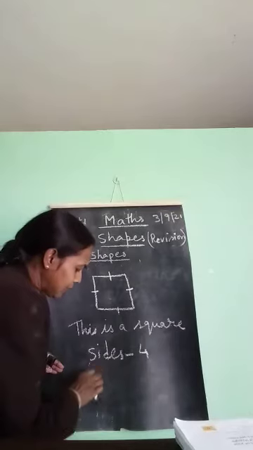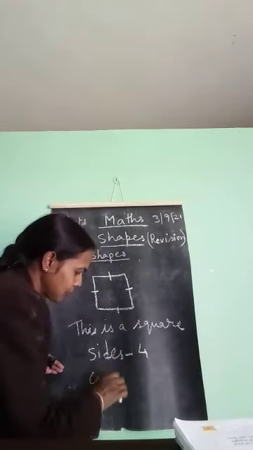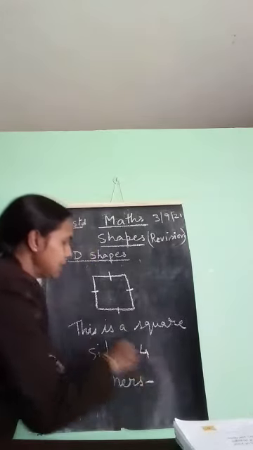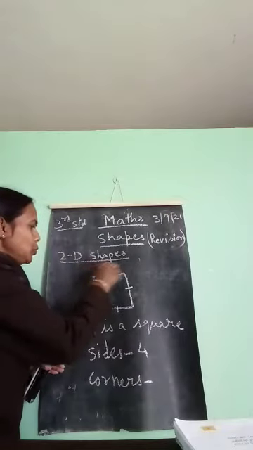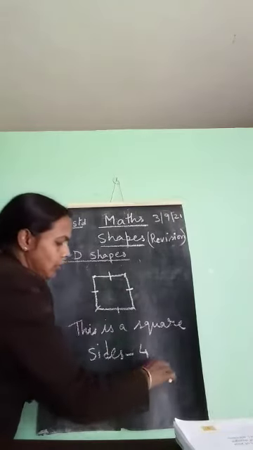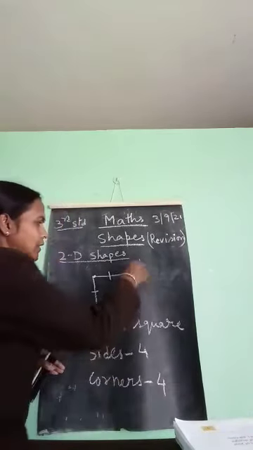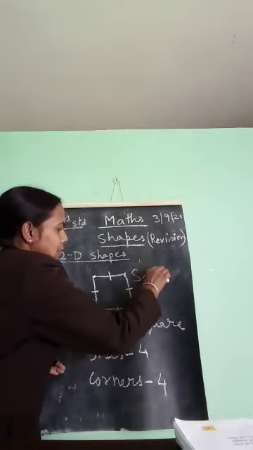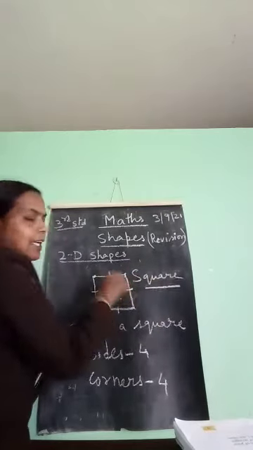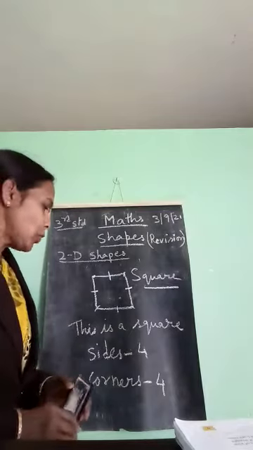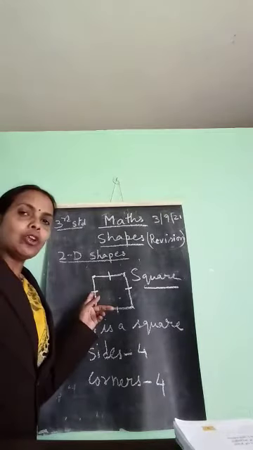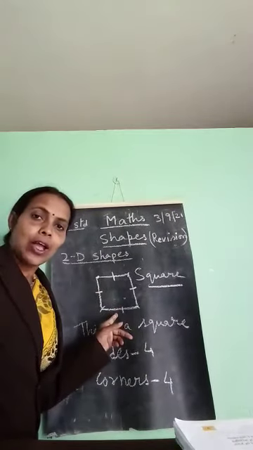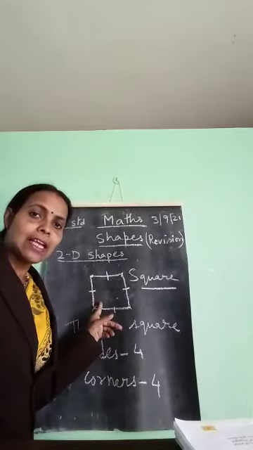And how many corners are there? It is also 4. 1, 2, 3, 4. 4 sides and 4 corners. This is square. It has 4 sides, 4 corners, and all the 4 sides are equal.